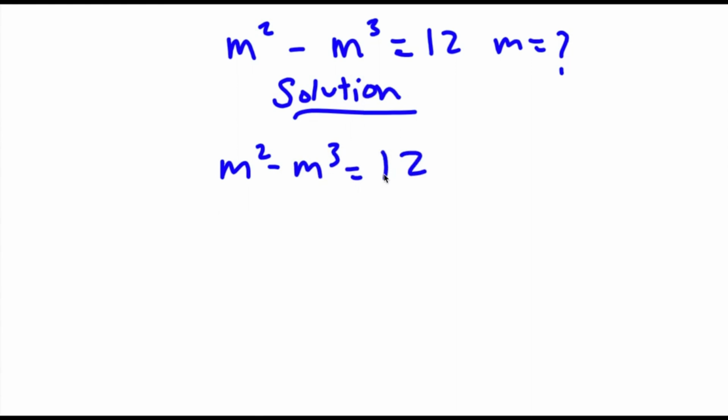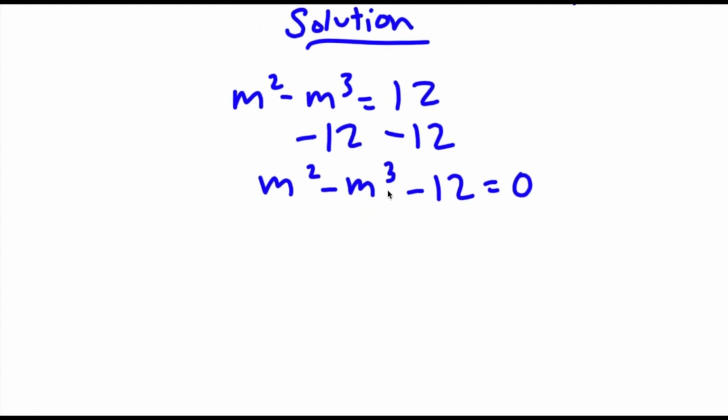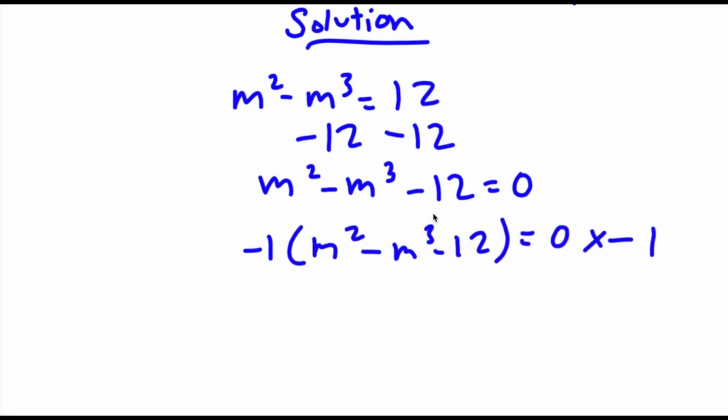Now, what I'm going to do is subtract both sides by 12. So now I have m squared minus m to the power of 3 minus 12 is equal to 0. Now I'm going to multiply both sides by negative 1. So now I have negative 1 times m squared minus m to the power of 3 minus 12 is equal to 0 times negative 1.